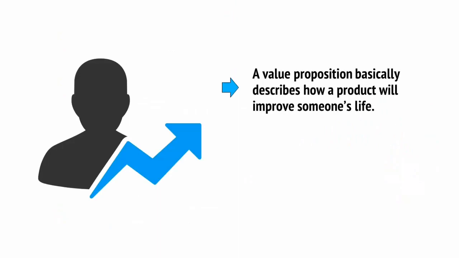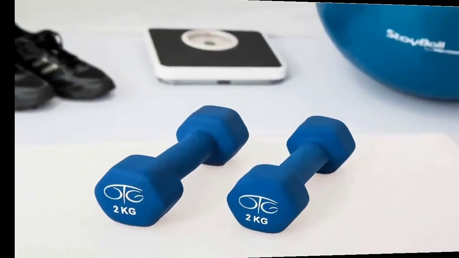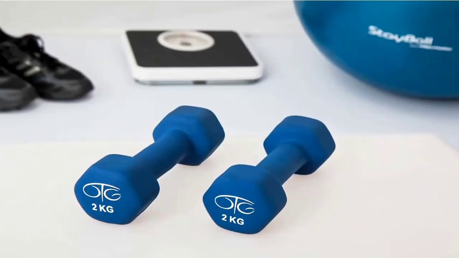A value proposition basically describes how a product will improve someone's life. In other words, don't just look at the sum of the parts, but what people actually want to gain from spending the money. For example, people don't buy dumbbells because they need something heavy. People buy dumbbells because they want to be strong, toned, healthy, attractive, and confident. This is what you need to emphasize in your pitch because it will ensure that your prospective customers start imagining what life could be like after they've purchased your item.